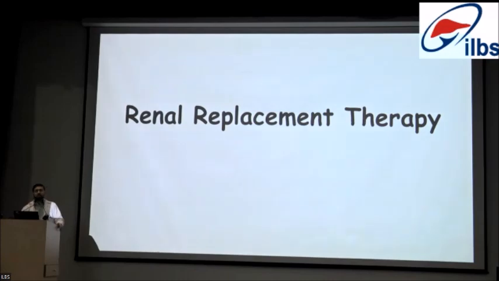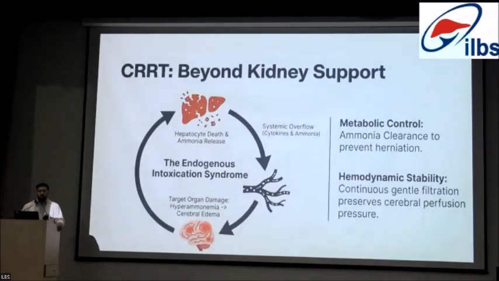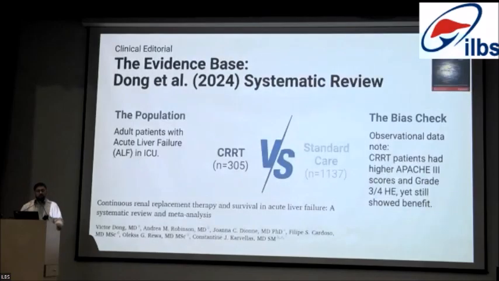The other question which has been raised in recent literature is renal replacement therapy, the CRRTs. So this is the use of CRRT beyond kidney. It is shown to have better ammonia clearance, better hemodynamic stability, and preserved cerebral perfusion. So this is the evidence.